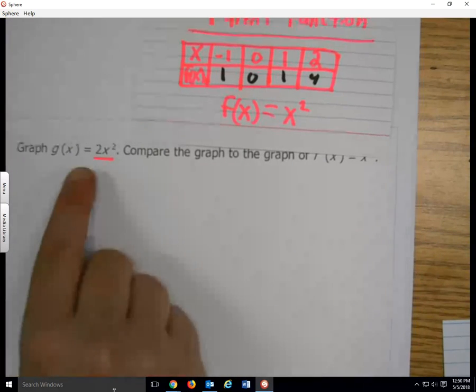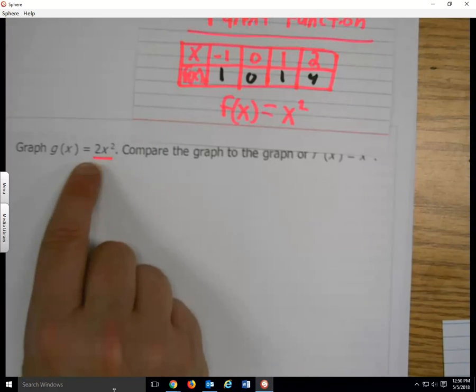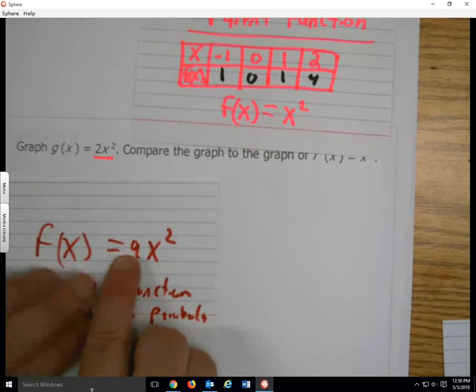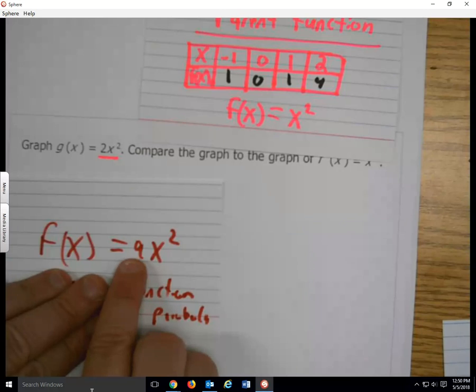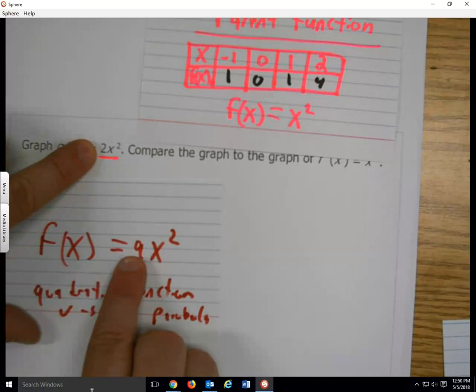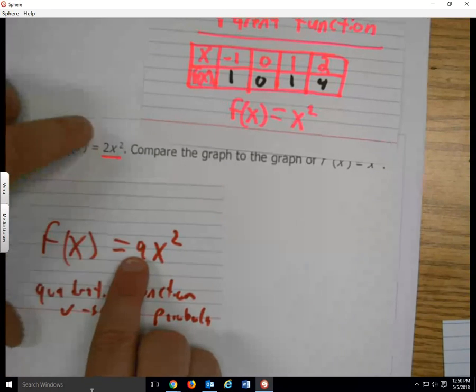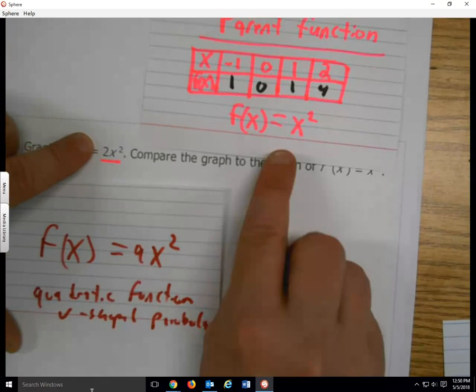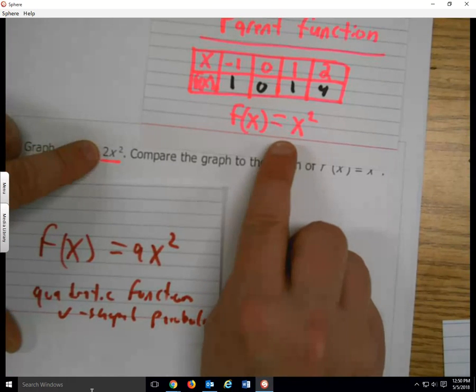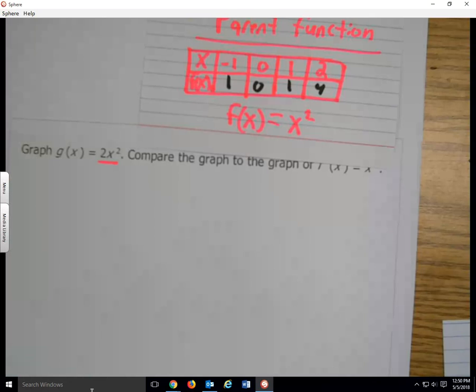Okay, so now a is a number. And what number is that a? It's a 2. Notice that it's just the parent function, but there's a 2 now. It's just this x squared that we had, but now there's a 2 in front of it. So we're going to compare that. We're going to graph both of them and then talk about how they compare to each other.